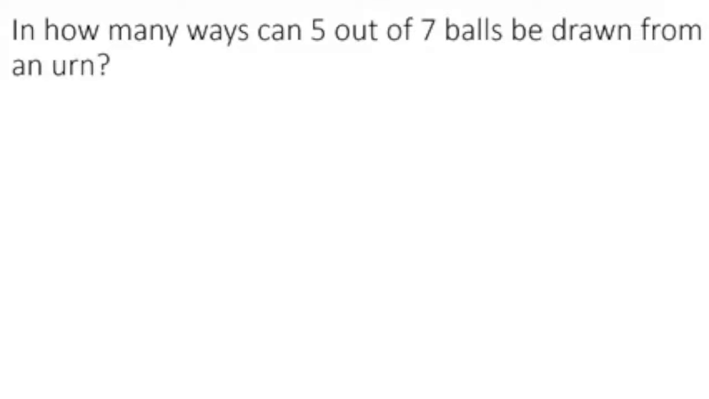In how many ways can 5 out of 7 balls be drawn from an urn? So remember, 7C5, I can write as 7C2. So what should the answer be? 7 into 6 by 2 into 1, which will be how much? 21 ways.